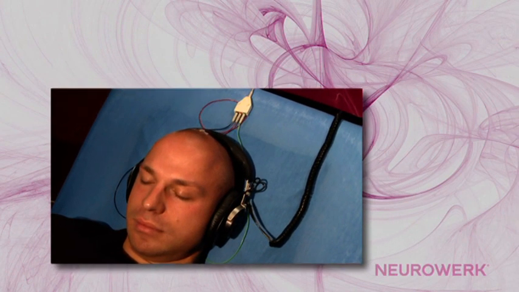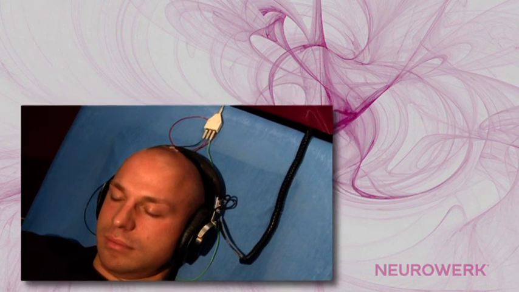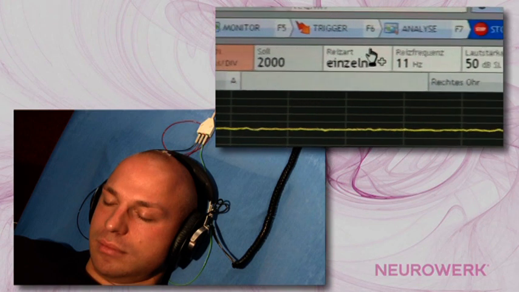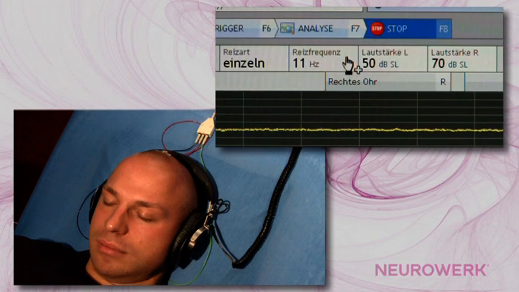Instrument adjustments for ABR should be selected as follows. Amplification, 0.2 microvolt per division. Time base, 1 millisecond per division. Averaging steps, 2000. Stimulus frequency of the alternating click stimuli, 11 per second. Volume right ear, 70 decibel higher than hearing threshold level. Volume left ear, 50 decibel higher than hearing threshold level.